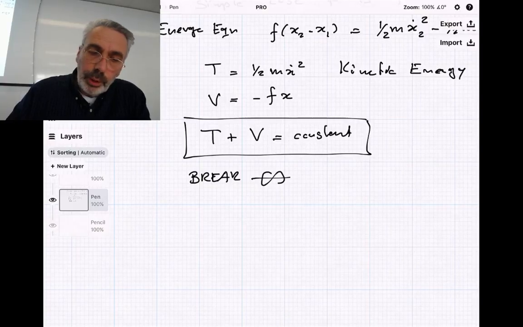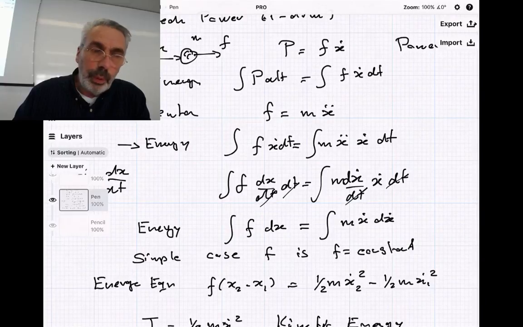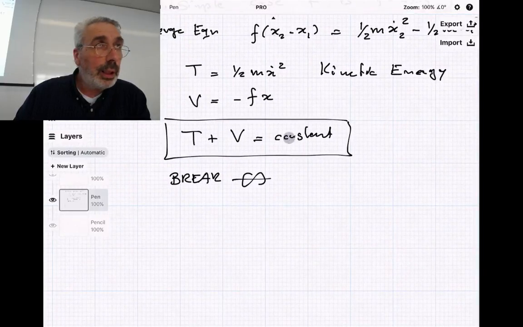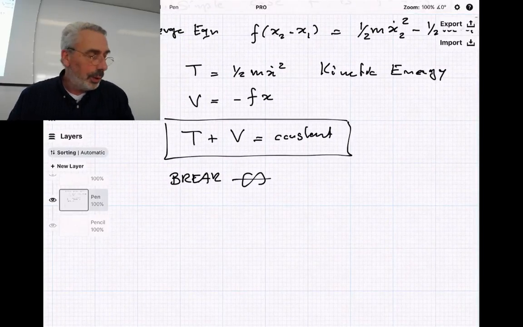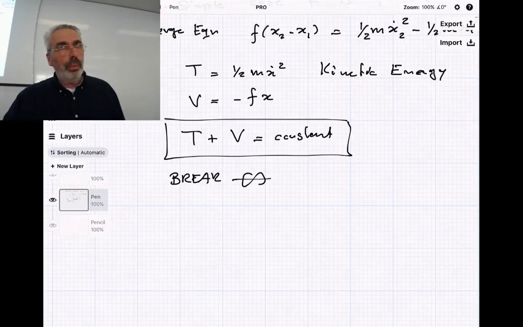So, a small recap before the break. What did we do? We used the whole concept of power to come to energy, and then by taking Newton, we integrate that, found the energy equation, and then we came with this nice energy equation that the kinetic energy plus the potential energy is constant. Of course, now what can you do with this?